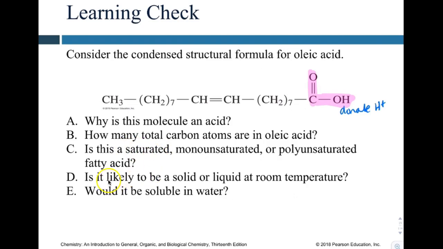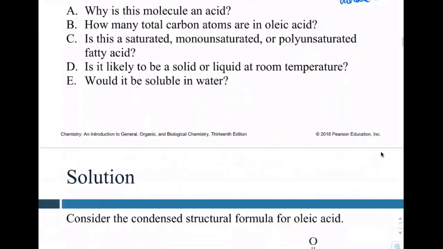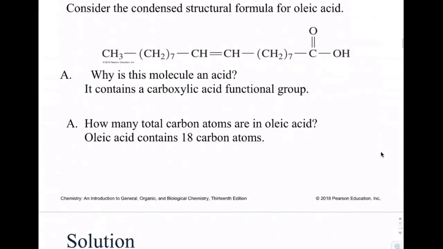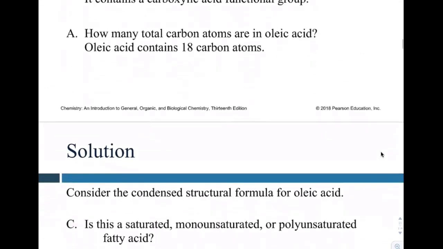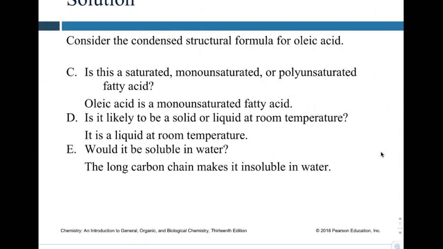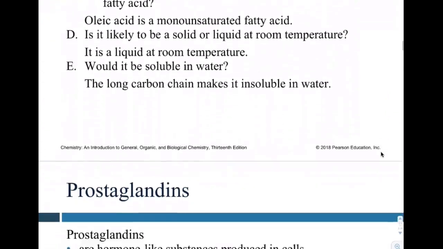Saturated, single bonds. Is it likely to be solid or liquid at room temperature? Again, we get one double bond and it's probably a solid. That's how big of a difference it makes. Would it be soluble in water? No, because look how long these carbon-hydrogen chains are. This tiny little polar part can't really make up for all of that. So if you're looking for the answer here, it's 18. We're adding all that up. It's monounsaturated, it's liquid, and it's insoluble.